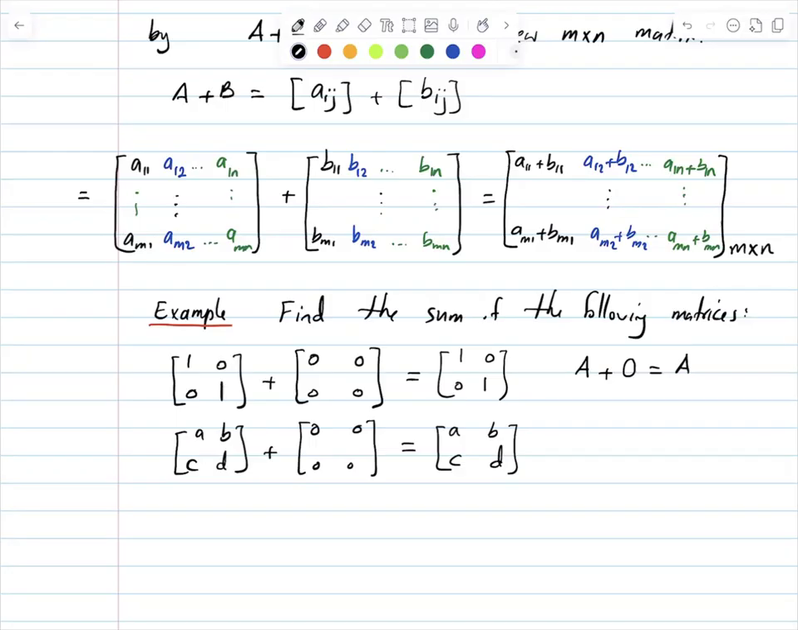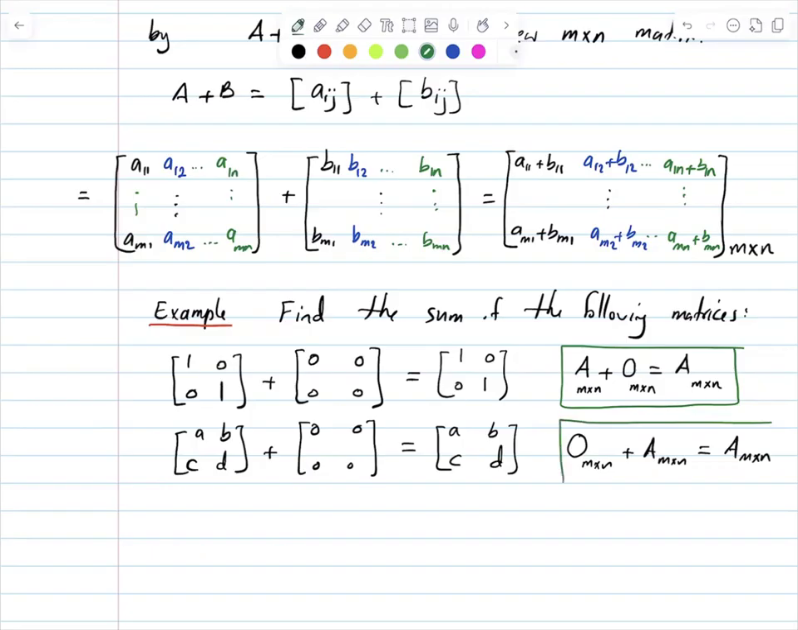You can add, for example, the size to make sure we are adding matrices with the same size. So any m by n matrix plus the 0 matrix of the same size results in the same matrix. You can switch the order as well. What do I mean by that? If I add the 0 matrix to any matrix of the same size, it generates the exact same matrix for you. So the order is not important. Okay, addition between matrices is super easy.